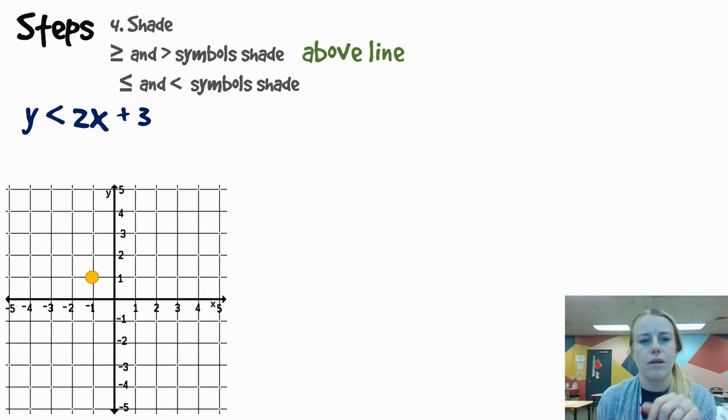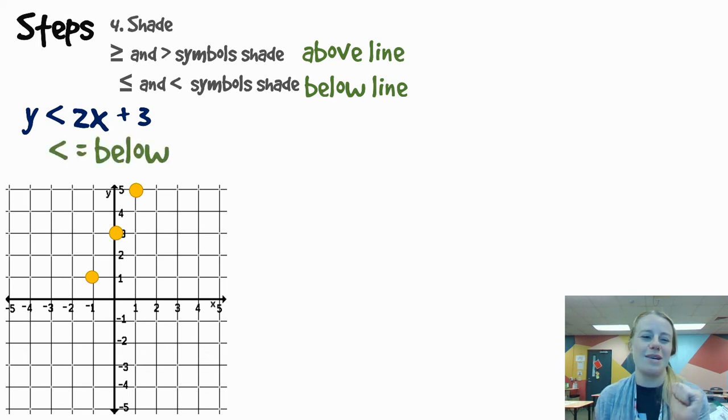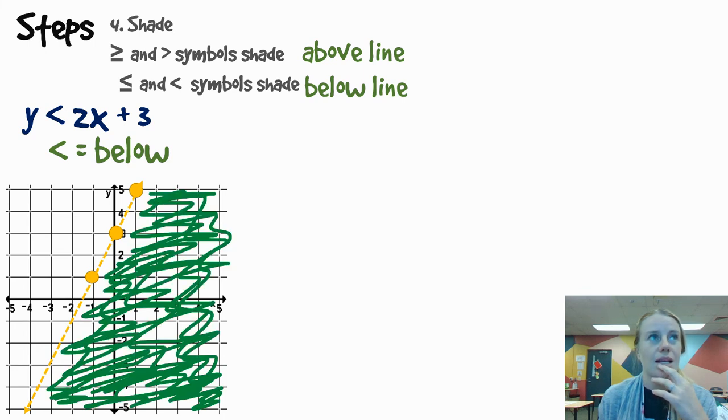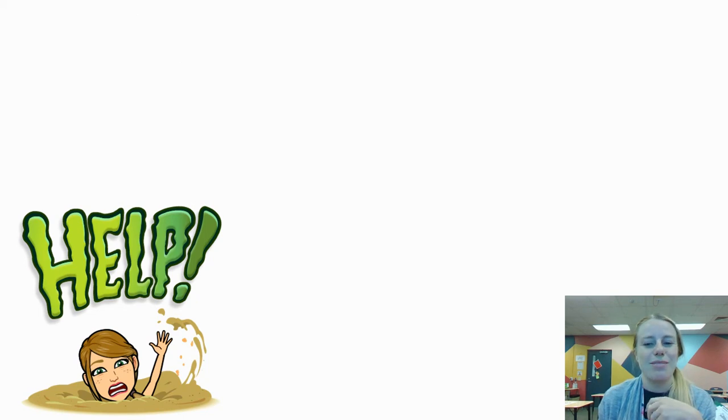We're going to shade below the line. Okay, so our example, it is less than, so we're going to shade below the line. So this is what it's going to look like. This area is all below the line. All right, let me know when you guys have questions.